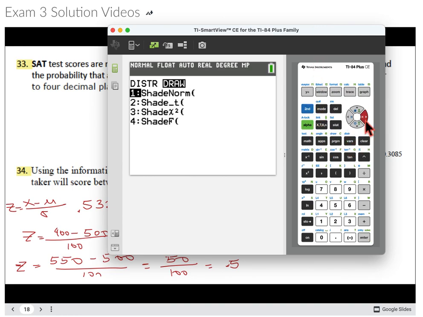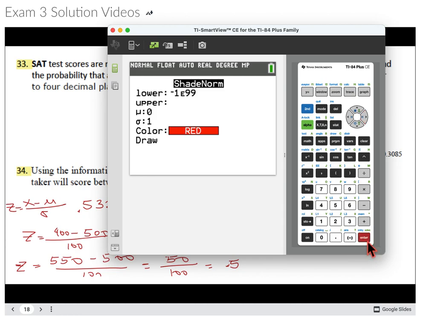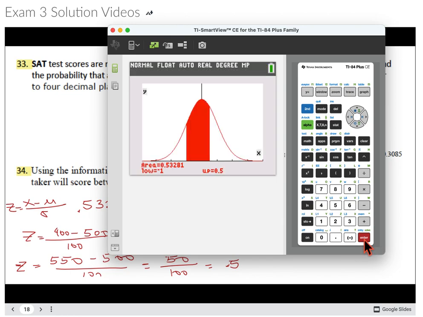Distribution, let's go over to the draw function, shade the normal. We want the lower end to be -1, the upper end to be 0.5, and we've standardized it, so now our mean is 0 and our standard deviation is 1. We'll leave it in red. We'll draw this out. There it is.